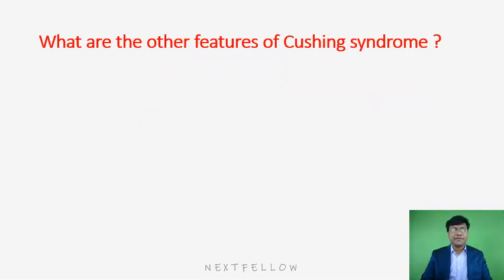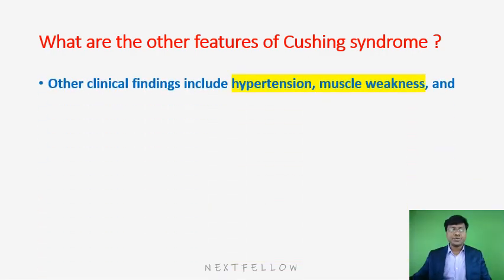Then what are the other features apart from the weight gain and redistribution of the fat? The other features include hypertension, because in Cushing's there is excessive steroids. These increased steroids will increase the sensitivity of catecholamines on the blood vessels, and thereby the individual will develop hypertension. And they will have proximal muscle weakness. Now, why is it that they will have proximal muscle weakness?